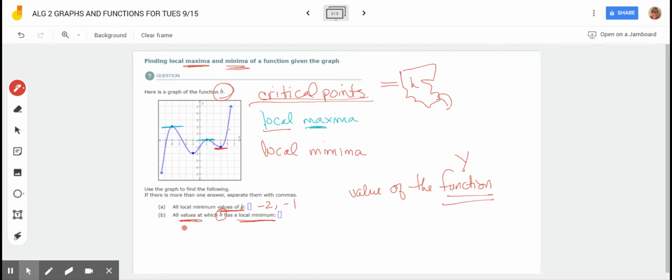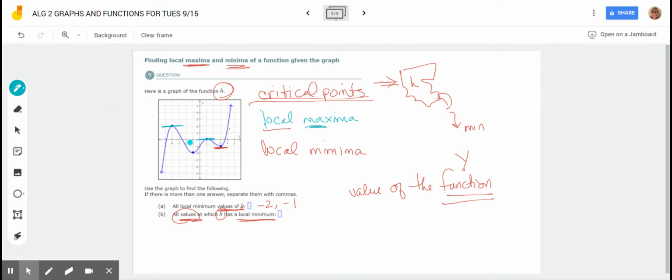That means what values are they plugging into the function to spit out the minimums? Okay, that means you're looking for the x values. So in that way, we come here and the x value is here. The x value is right here. Okay, and so it's -1.